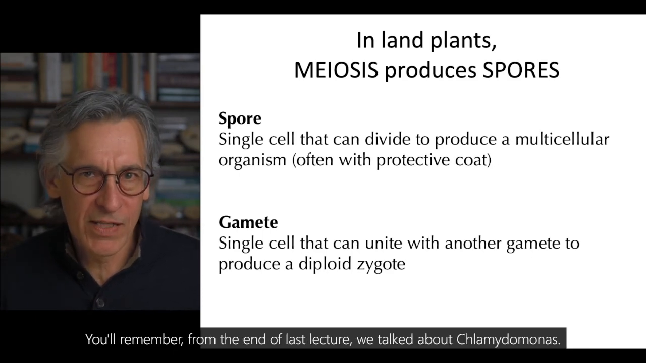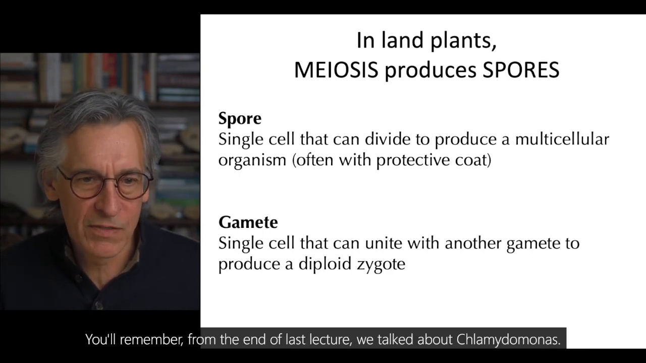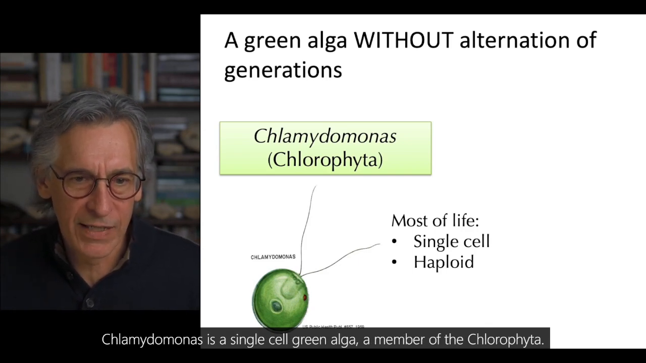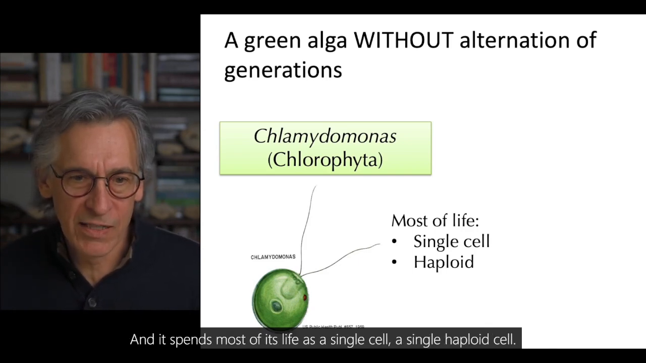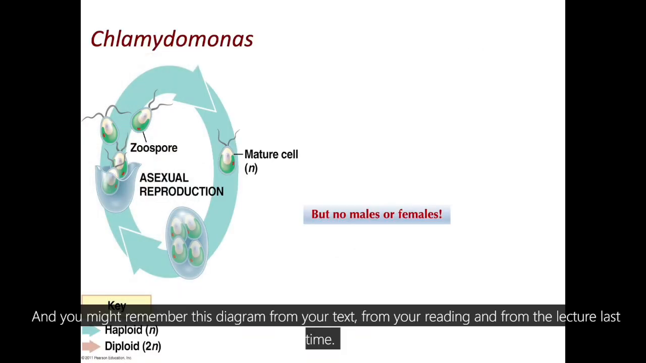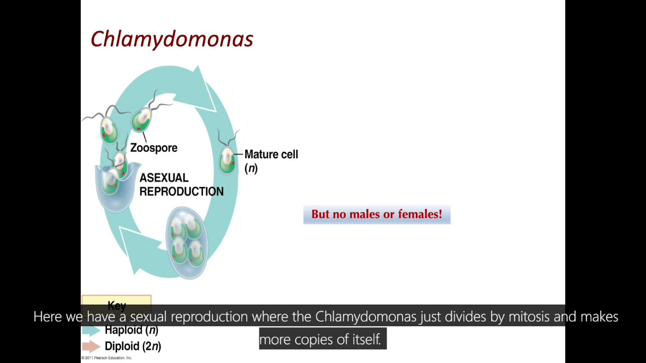You'll remember from the end of last lecture, we talked about Chlamydomonas. Chlamydomonas is a single-celled green alga, a member of the Chlorophyta, and it spends most of its life as a single cell, a single haploid cell. And you might remember this diagram from your text, from your reading, and from the lecture last time. Here we have asexual reproduction, where the Chlamydomonas just divides by mitosis and makes more copies of itself.